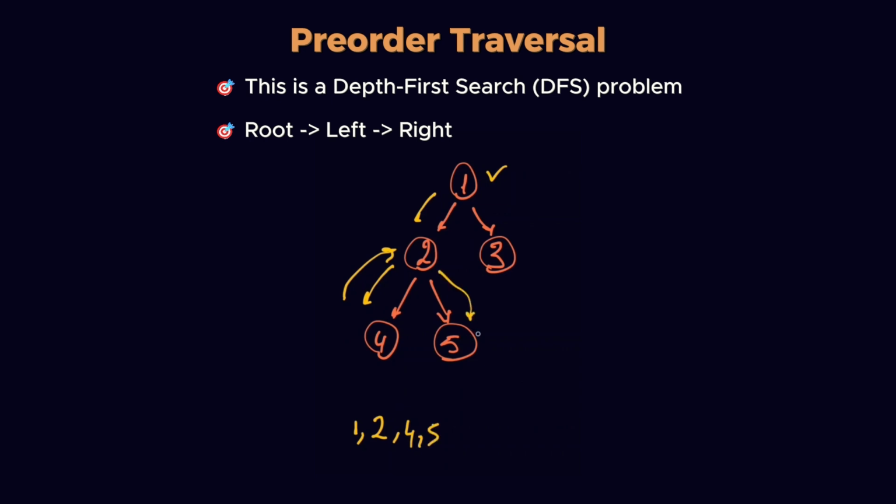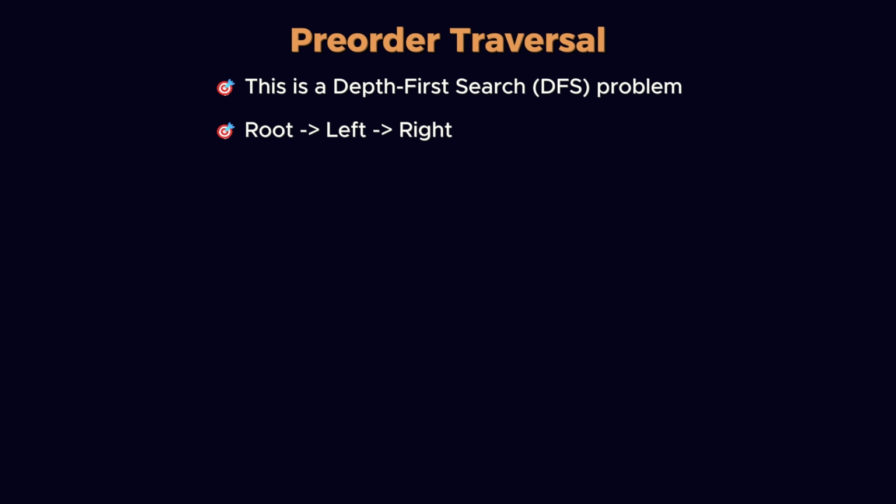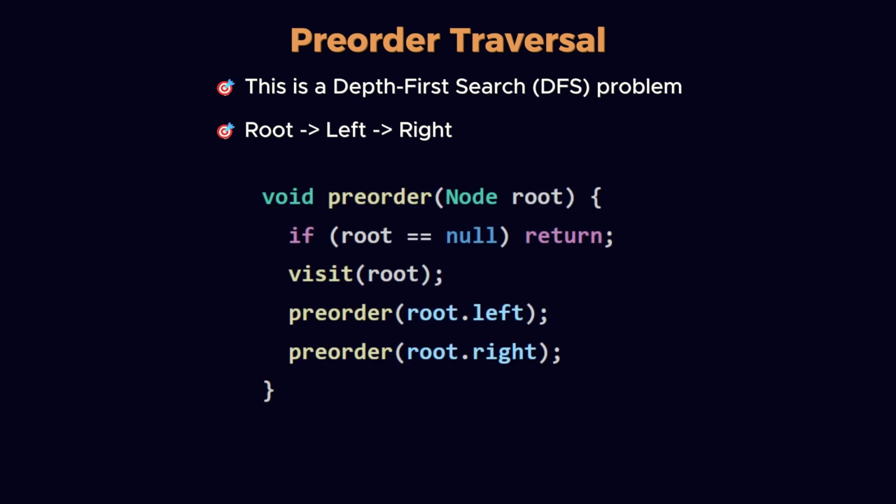Node 5 also has no children, so we return again to the root, node 1. Finally, we move to the right child of 1, which is node 3, and visit it. Result is 1, 2, 4, 5, and 3. We always visit first the root, then explore left, then explore right. That's what makes it pre-order. Let's check the pseudocode together. Pre-order recursion. If root is equal to null, return. Visit root. Call pre-order on left and call pre-order on right.